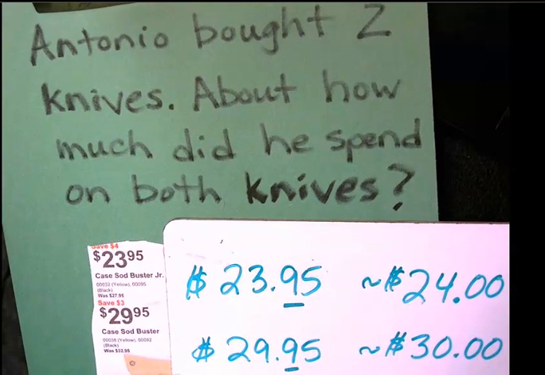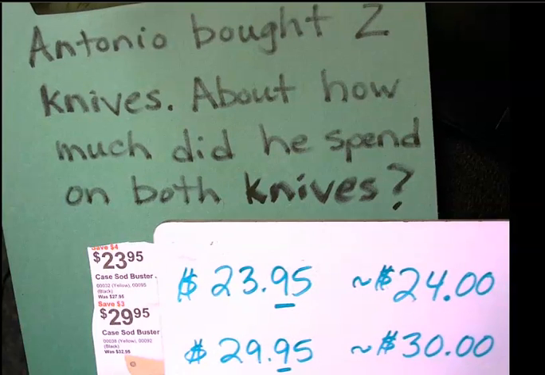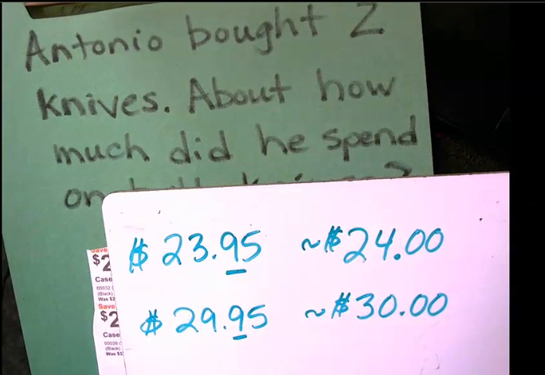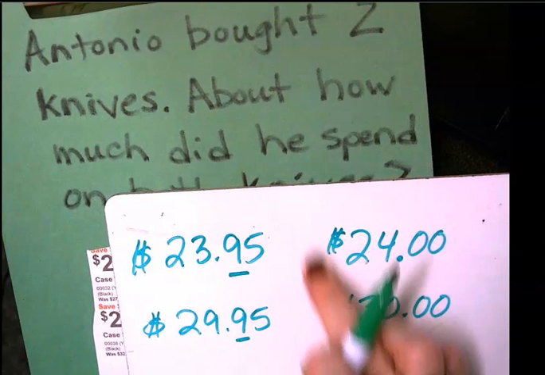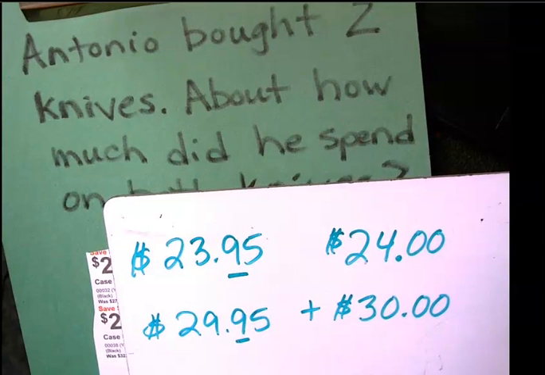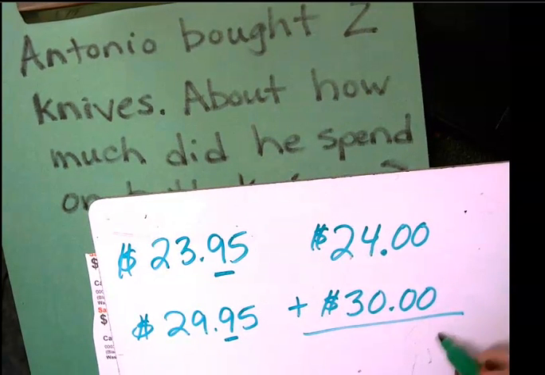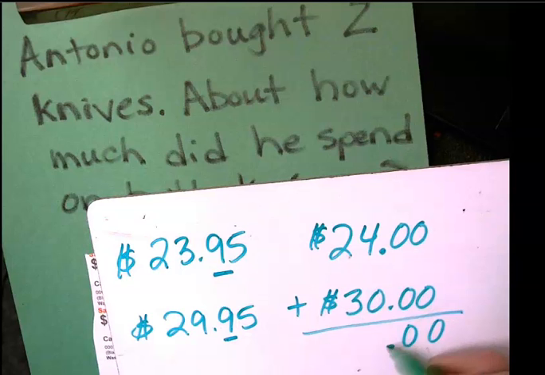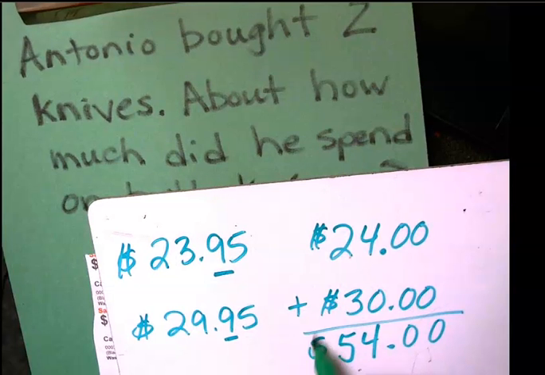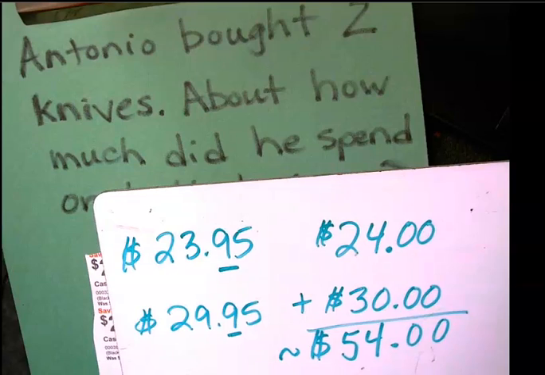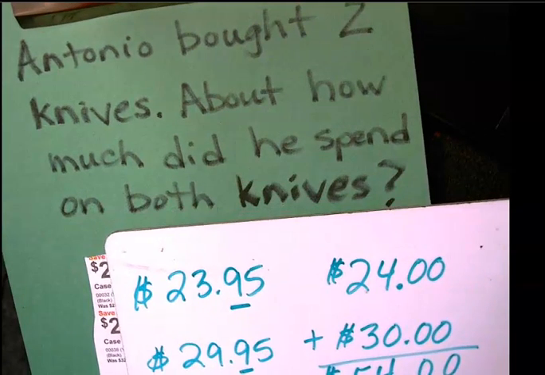About how much did he spend on both knives? Now we have to add these guys up. What do we get when we add 24 and 30? Four plus 0 is 4. 2 plus 3 is 5. So he spent about $54 on both knives.